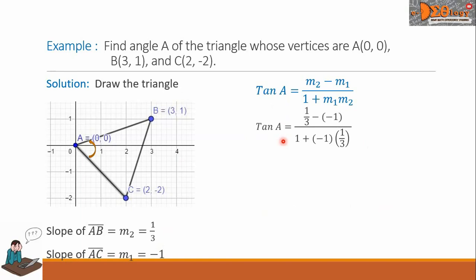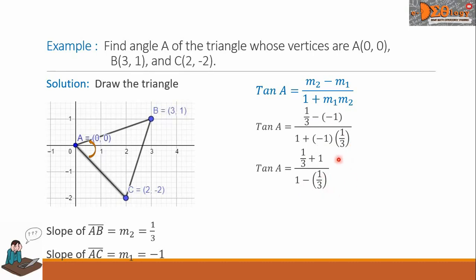So tangent A equals m sub 2 is 1/3 minus m sub 1, and that is negative 1, all over 1, a constant, we will copy here, plus the product of m sub 1, which is negative 1, times m sub 2, which is 1/3. Simplifying further, this minus and negative will be positive, so 1/3 plus 1 in the numerator. In the denominator, we will multiply this negative 1 and 1/3, and the answer is negative 1/3.